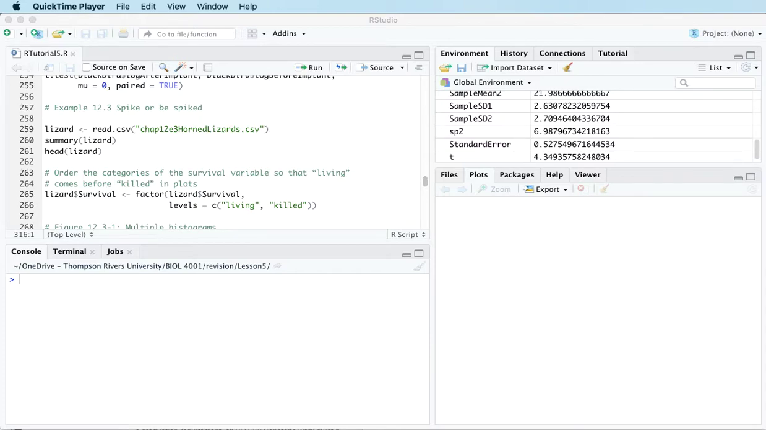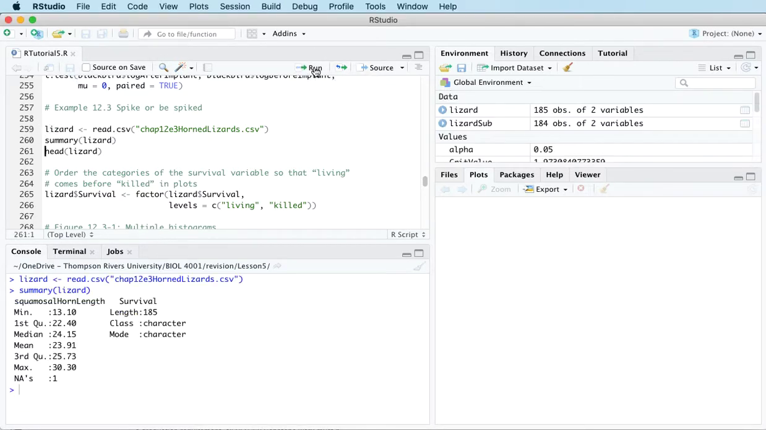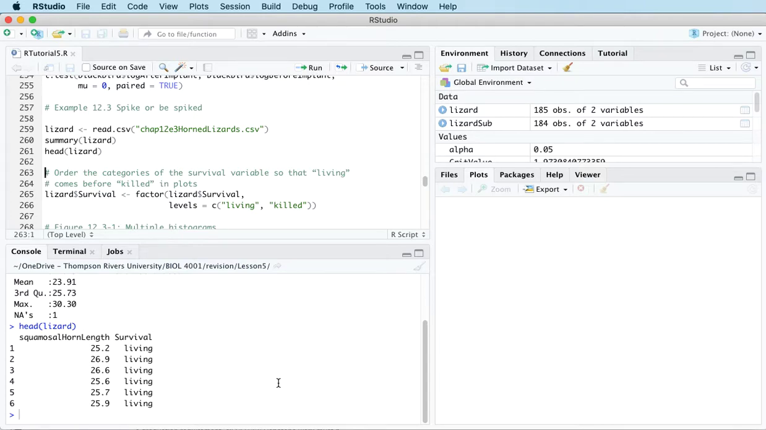In this video, I'm going to talk about a two-sample comparison of means using a confidence interval and also a hypothesis test. So the data we're going to look at concerns a sample of lizards, and we've got two variables, one of which measures the length of the lizard's horn. This is a horned lizard, and the other variable is a categorical variable that is measuring whether the lizard survived or was killed by a shrike, which is a type of bird.